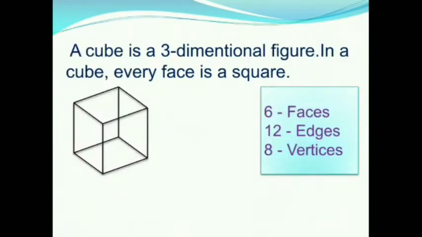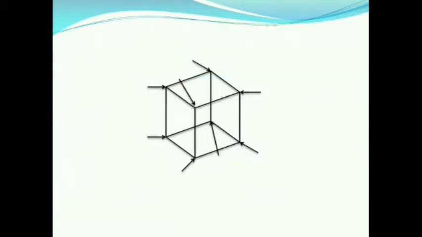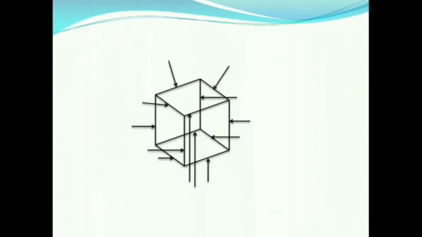Now we will learn about the cube. A cube is a three-dimensional figure. In a cube, every face is a square. It has 6 faces, 12 edges, 8 vertices. See children, the arrow marks in this picture show all the vertices of the cube. See children, the arrow marks in this picture show all the edges of the cube. Let us see some examples of cube. You have played with Rubik's cube, no? It will also look like a cube. And the building blocks will also look like a cube.